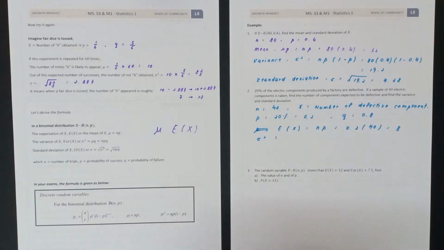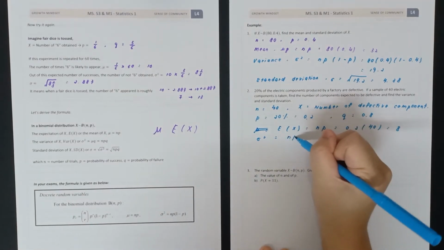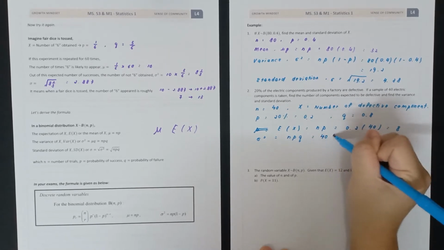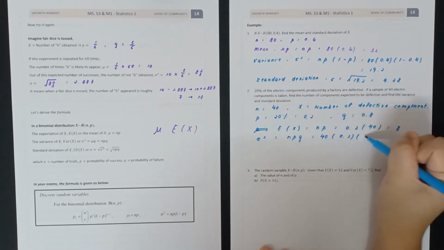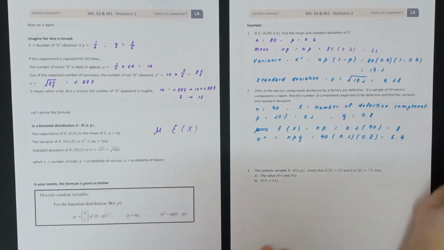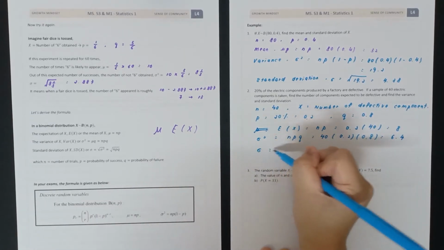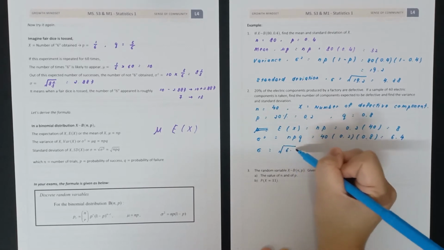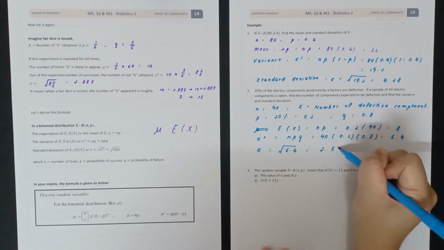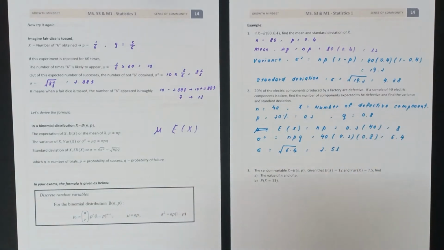Okay, so the variance will be equal to npq. Use your n, 40 times 0.2 and then times 0.8, which will give you 6.4. For the last one, standard deviation, you just square root your variance, then you get 2.53.